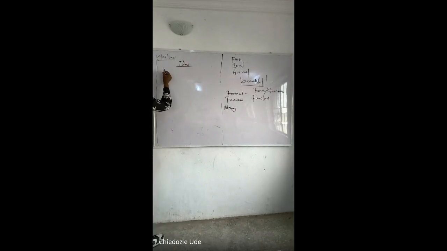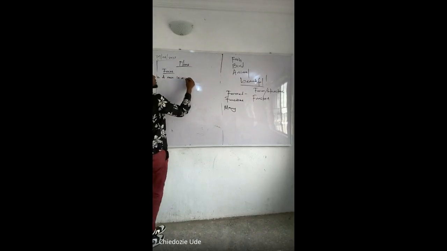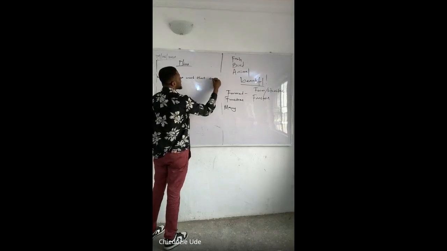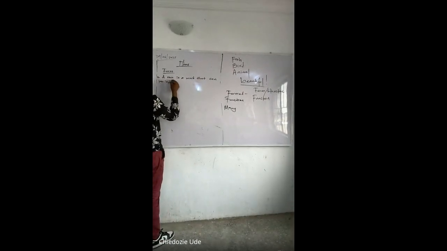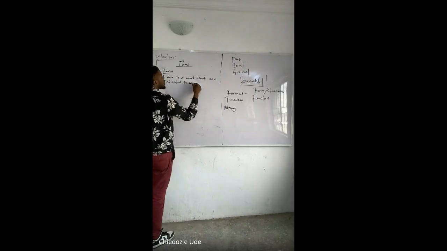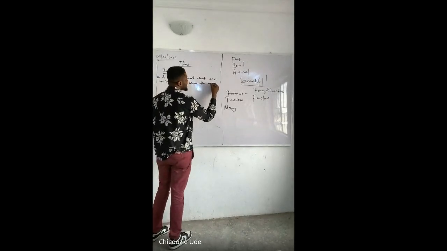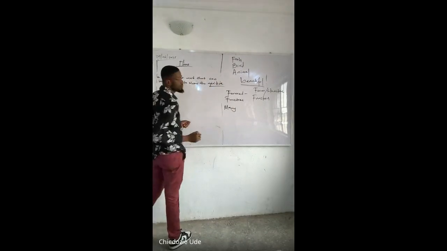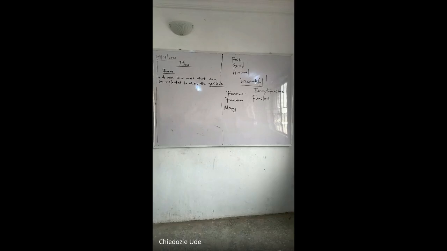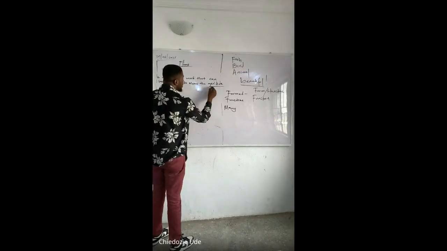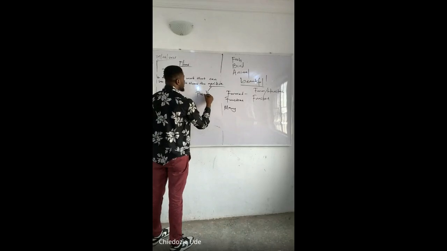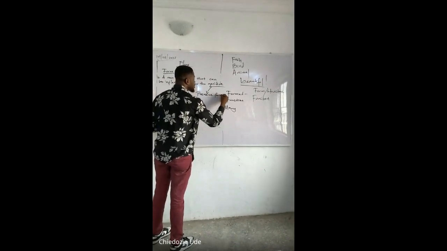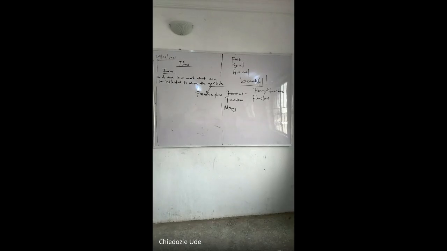So the next definition of a noun according to form, that we're going to give, number 2, is that a noun is a word that can be inflected to show the genitive. Underline the word genitive. When you come across the word genitive, we simply mean what? Possessive form. So in UNILAG post UTME, when you see the word genitive, you know we're talking about possessive form.